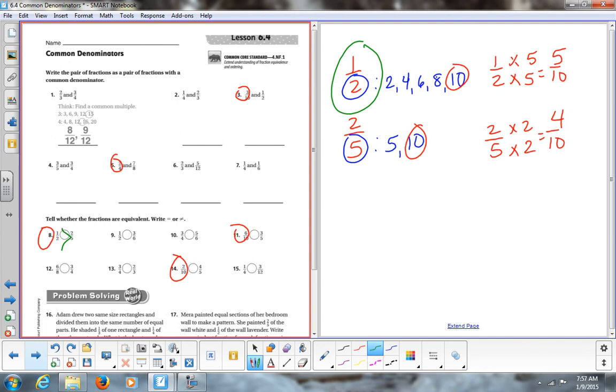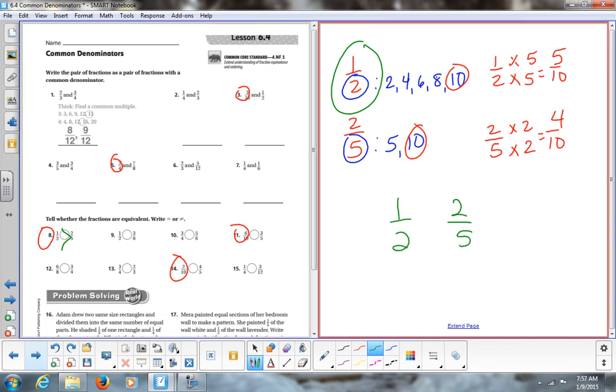Okay. All right, let's check that though. We have 1/2. We have 2/5. Remember Miss Friendly taught you the butterfly method, or we went over it briefly? Looks like a butterfly, right? All right. So 5 times 1 is 5. 2 times 2 is 4. 5 is bigger than 4. So therefore, 1/2 is bigger than 2/5.